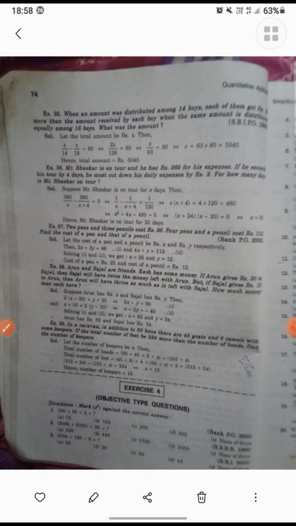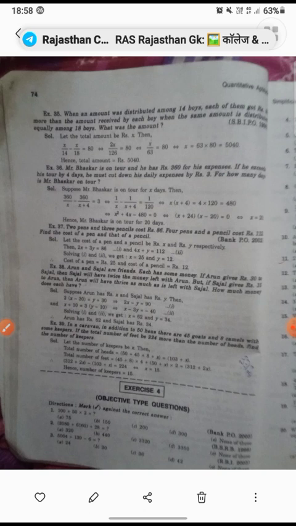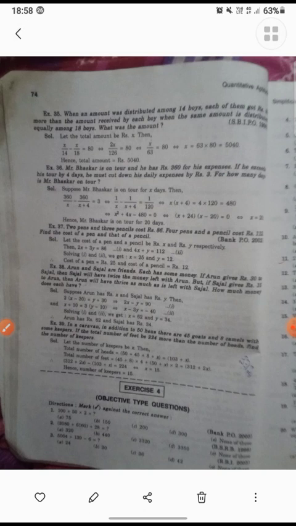Now Sejal gives 10 rupees to Arun, so Sejal giving 10 to Arun means x plus 10 equals, so Arun will have thrice the money left with Sejal, so 3 times y minus 10. Then solving this and all that, x equals 64 and y equals 34.